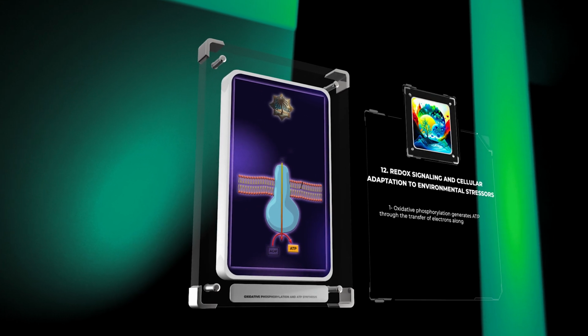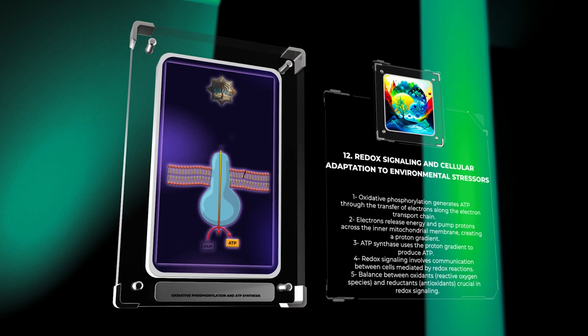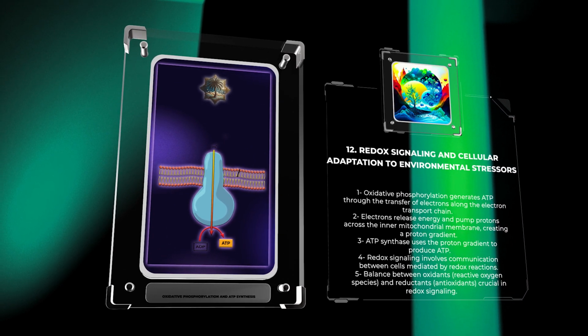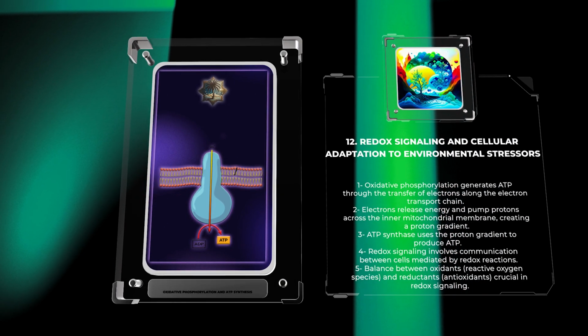Oxidative phosphorylation is a process in which cells generate ATP, the energy currency of the cell, through the transfer of electrons along the electron transport chain. This process occurs in the mitochondria, the powerhouse of the cell.